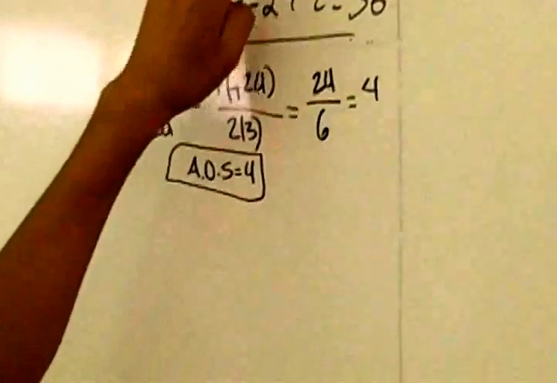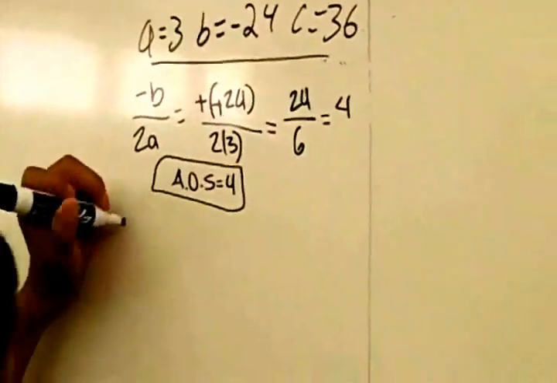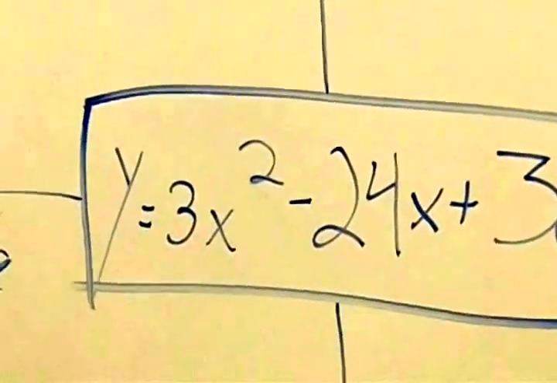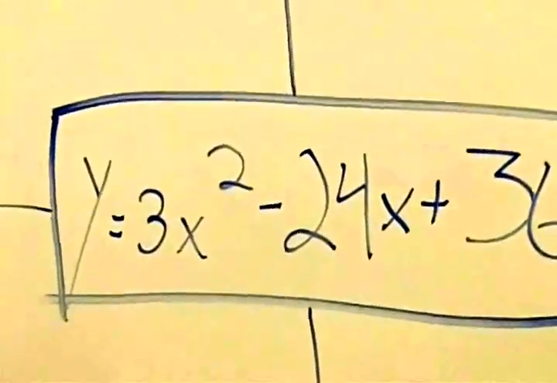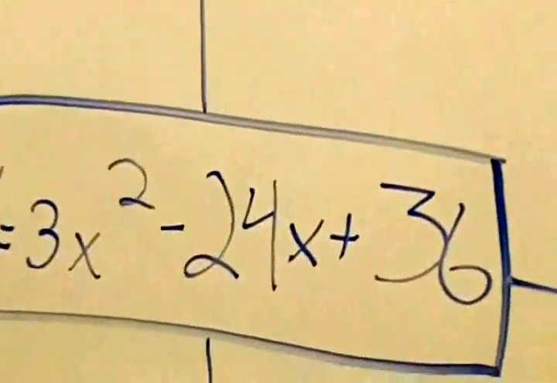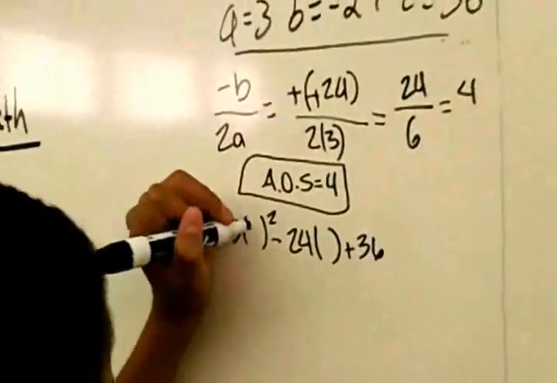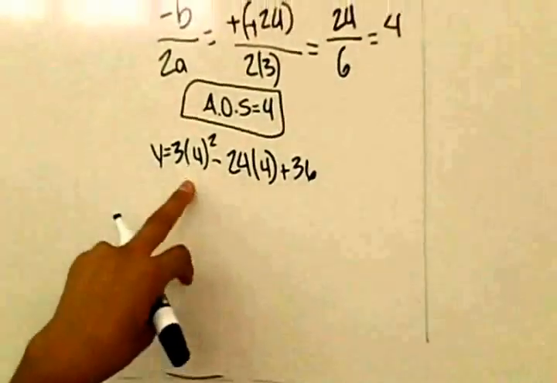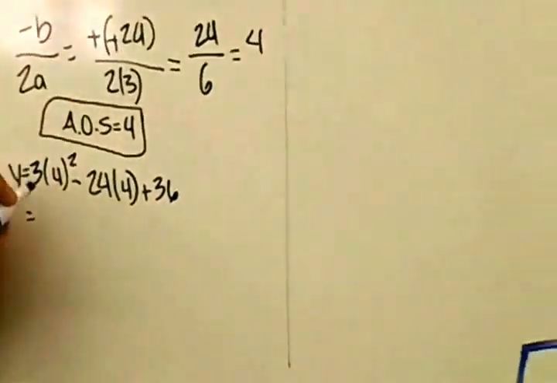And then to get our vertex, we gotta plug in the AOS to the x's. So I'm gonna write up the formula. Y equals 3x squared minus 24x. Since we gotta plug in the AOS to the x's, just plug them in right there, and then it's 4 squared, which is 16, times 3 equals 48.